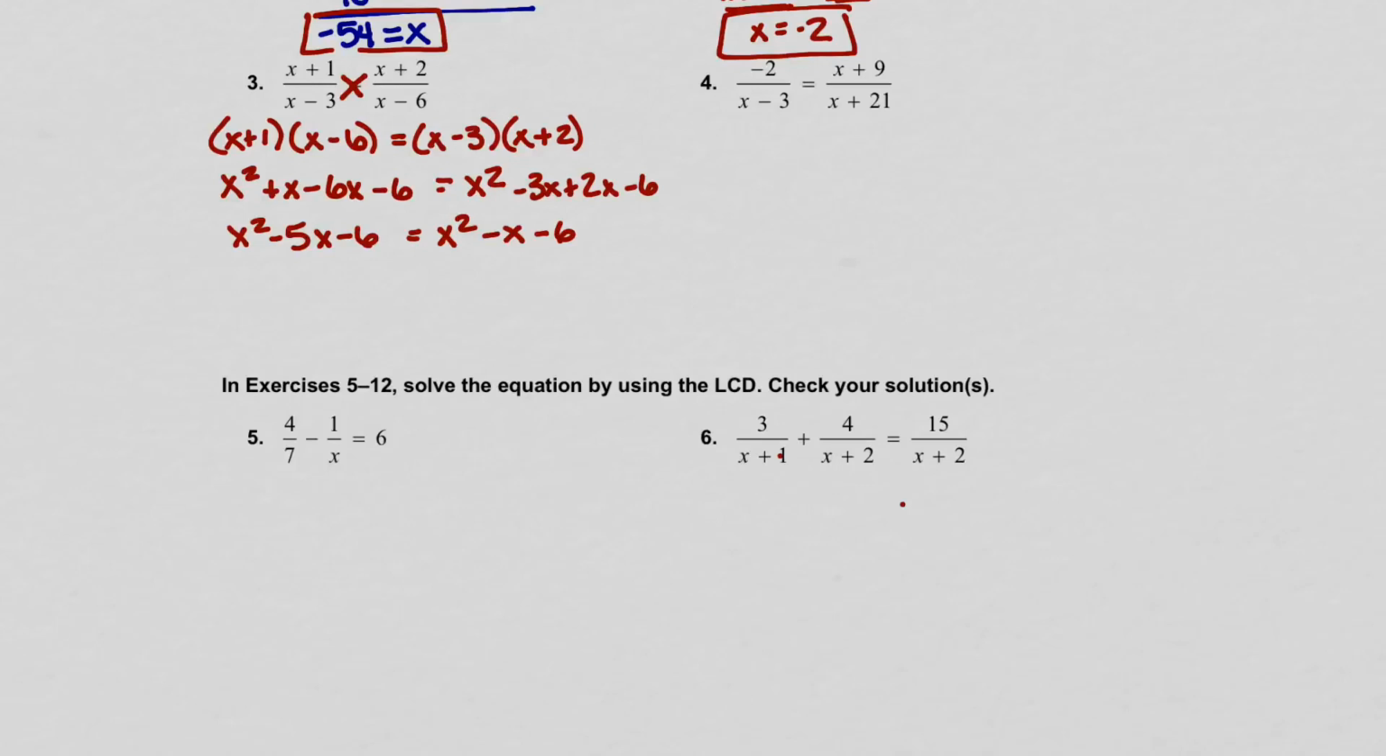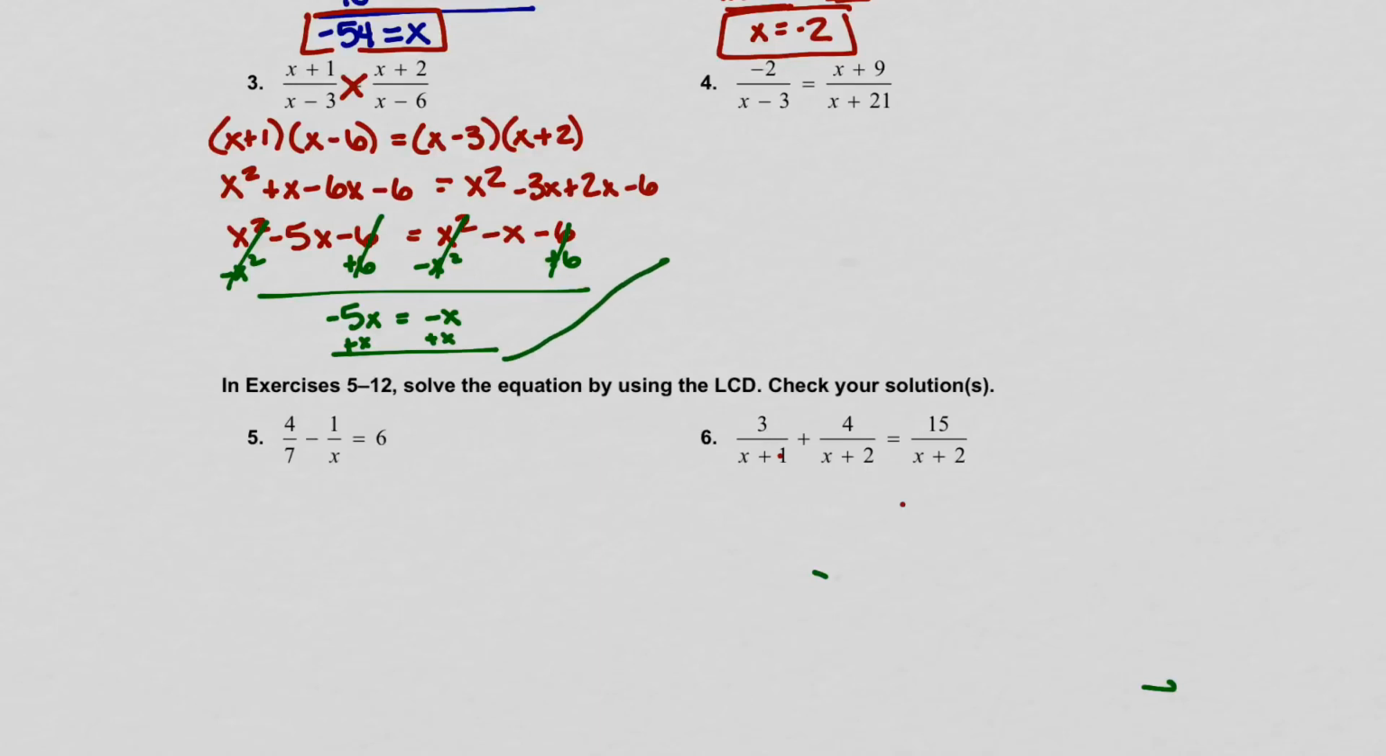Let's move x squared to the same side. I'm going to subtract x squared. Well, that just got rid of it on both sides. That's nice. If I add 6 to both sides, I get rid of that too. So I end up with negative 5x equals negative x. Let's get x's to the same side, so let's add x. I'm going to have to move over here because I ran out of space. So I have negative 4x equals 0. Divide by negative 4, I get x equals 0. If I plug that in for my x's, it does not make any of those denominators 0, because 0 minus 3 is negative 3, and 0 minus 6 is negative 6. So that does work.